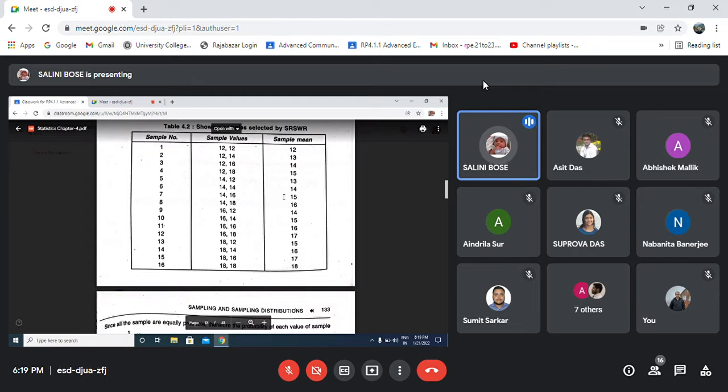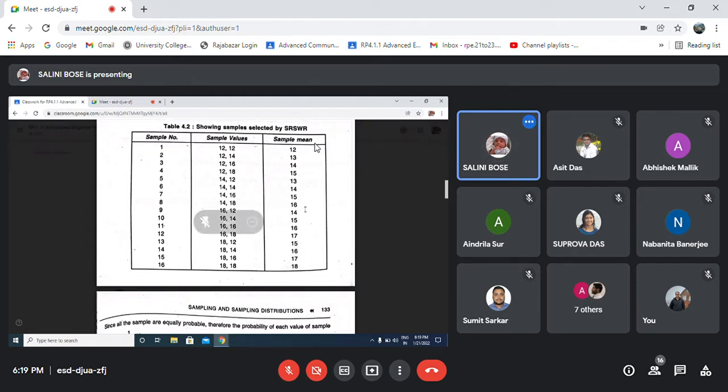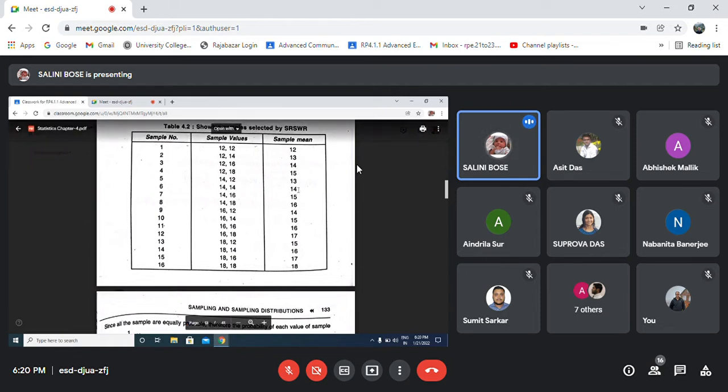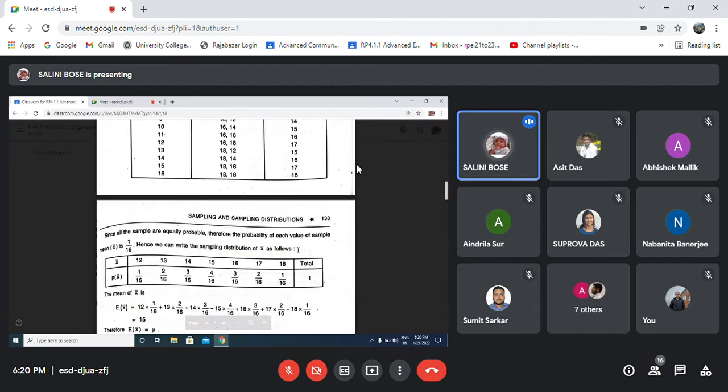For 14, what will be the probability? 3 by 16. Very good, 3 by 16 because 14 has occurred 1, 2 and 3 times. So 3 times 14, that is why 3 by 16.